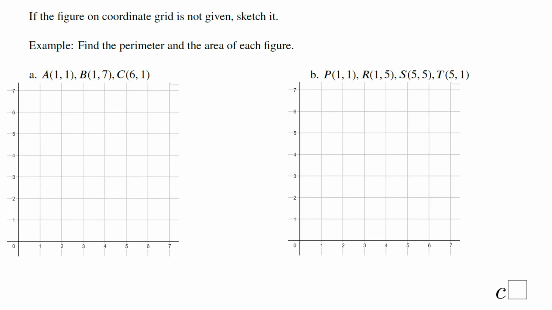Sometimes you have a coordinate grid, and in order to find the perimeter and the area, you need to sketch it. So let's take a look at A. We have point A, (1, 1), right here. Point B, (1, 7), right here. So this is one side of this polygon.